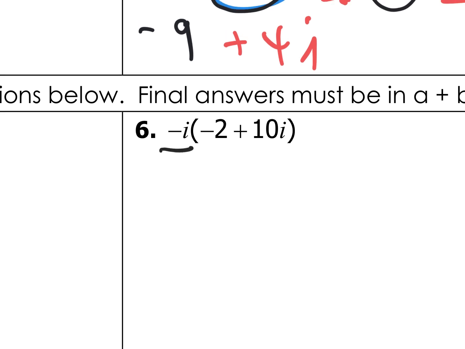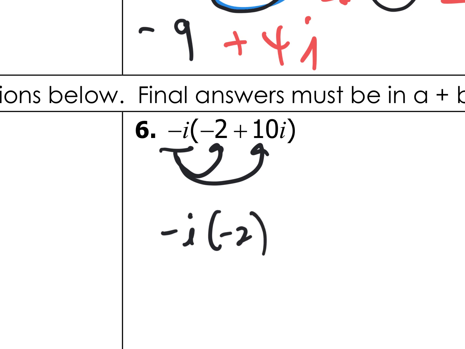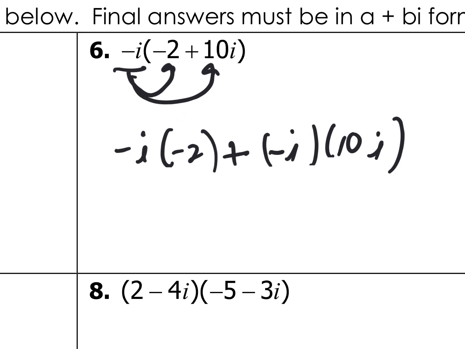Now I'm distributing a negative i, 1 time, 2 times. So to make sure that none of you get lost, I'm probably just going to write them both out, okay? I'm going to write a negative i times the negative 2 plus the negative i times the 10i. Will I always expand it like that, or will I do some of it in my head? Depends how I feel. It's up to you. Do as much work as you need to so you don't make mistakes.